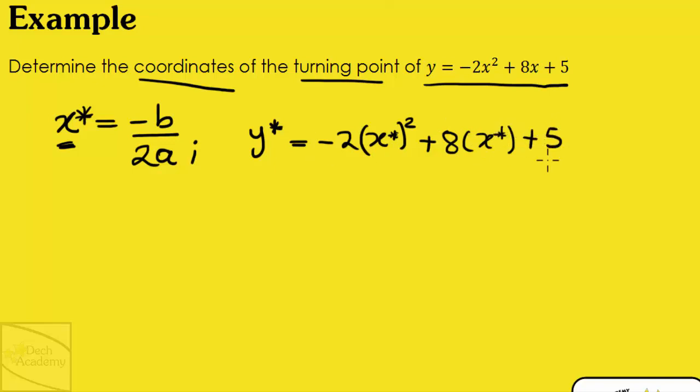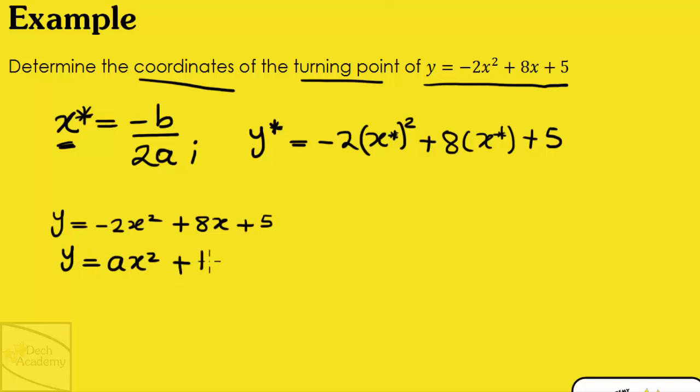So this is the procedure. Now we have our equation y equals minus 2x squared plus 8x plus 5. In order to determine the x coordinate, x asterisk, we need to know what b is and we need to know what a is. Now our equation is y equals minus 2x squared plus 8x plus 5, which is of the form y is equal to ax squared plus bx plus c. By comparing the equation we have with the general form of a quadratic equation, you can tell that a, the coefficient of x squared, is minus 2. b, the coefficient of x, is 8.